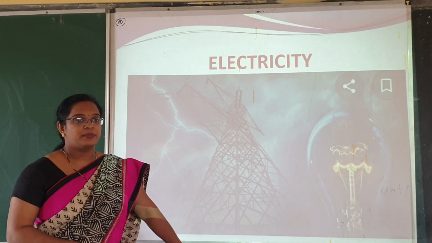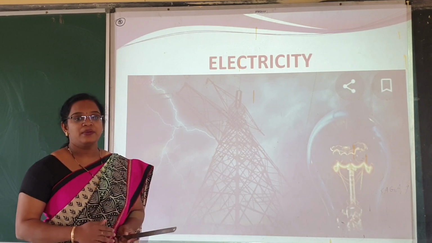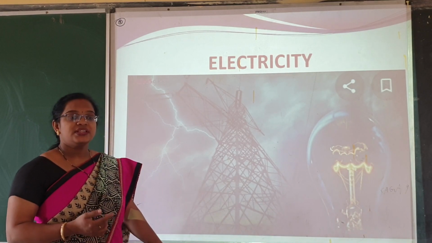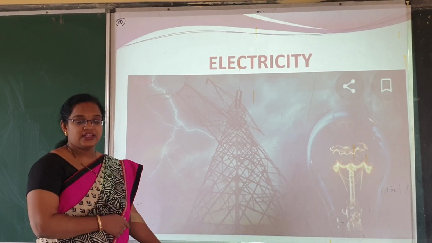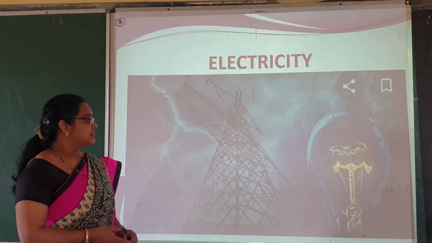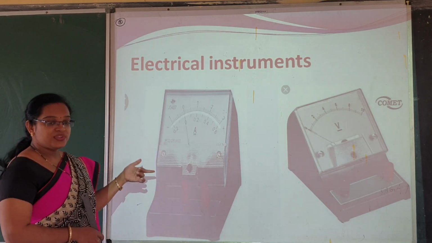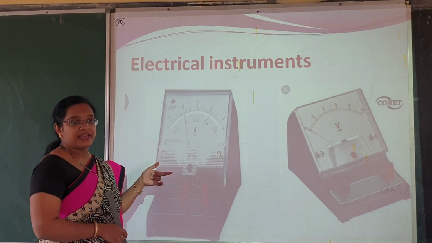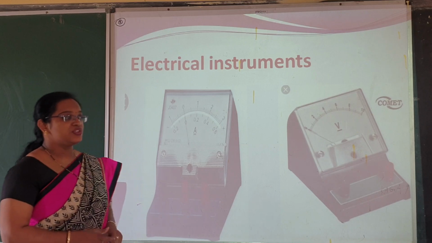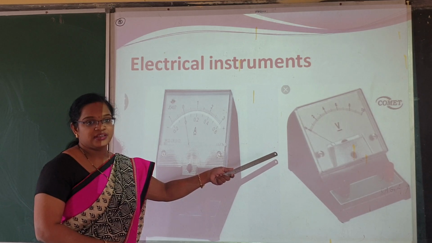Potential difference is denoted by V. The work done to move a unit positive charge from one point to another point is called electric potential. This electric potential and electric current are measured by electrical devices. The electrical devices are the ammeter, used to measure the electric current in a circuit, and the voltmeter, used to measure the potential difference in a circuit.